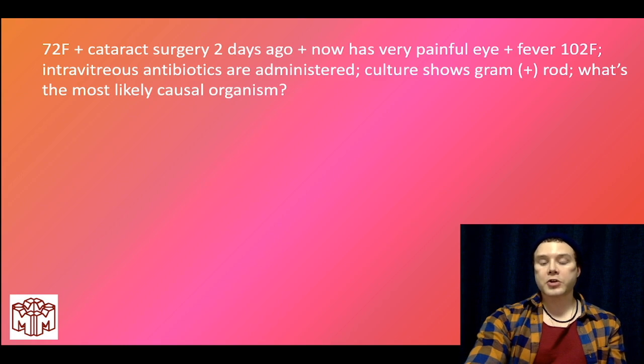72-year-old female, cataract surgery 2 days ago. She has very painful eye, fever 102, intravitreous antibiotics administered. Culture shows gram-positive rod. What's the most likely causal organism? We said that this is going to be Bacillus cereus, same organism that causes watery diarrhea or vomiting 1 to 6 hours after eating reheated rice or fried rice.